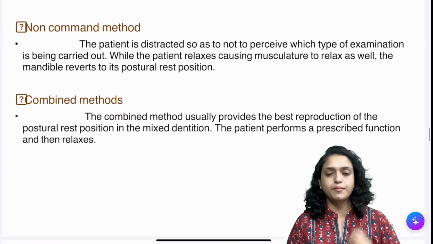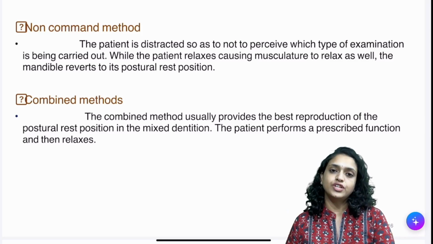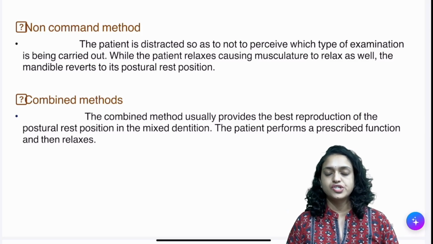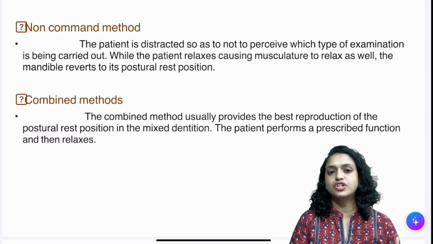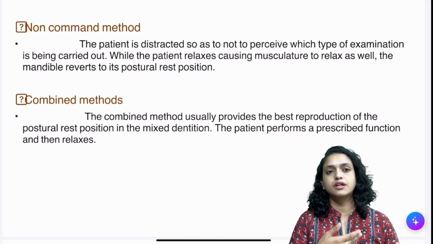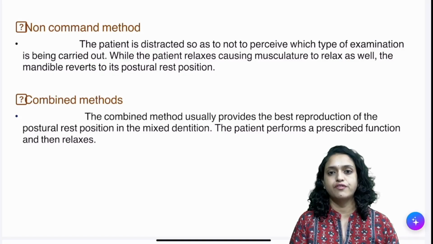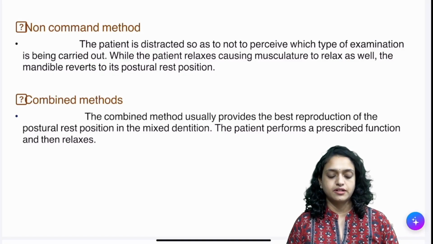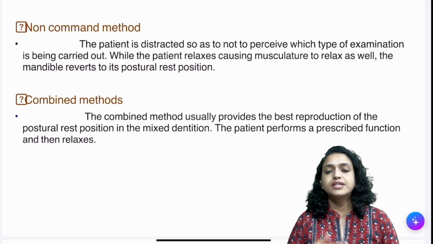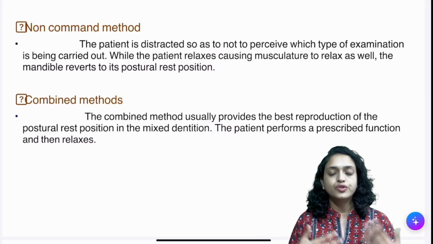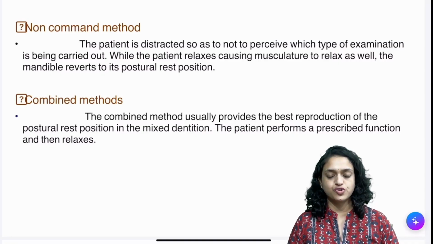Next is the non-command method. In this technique, you don't ask the patient to do anything. You get on with your work and just observe the patient. At some point, they will automatically come to a relaxed position. At that position, you watch the patient carefully and note it down. For the best reproduction of the postural rest position, we can also do the combined method. You mix all of these techniques to get the patient to a proper postural rest position.